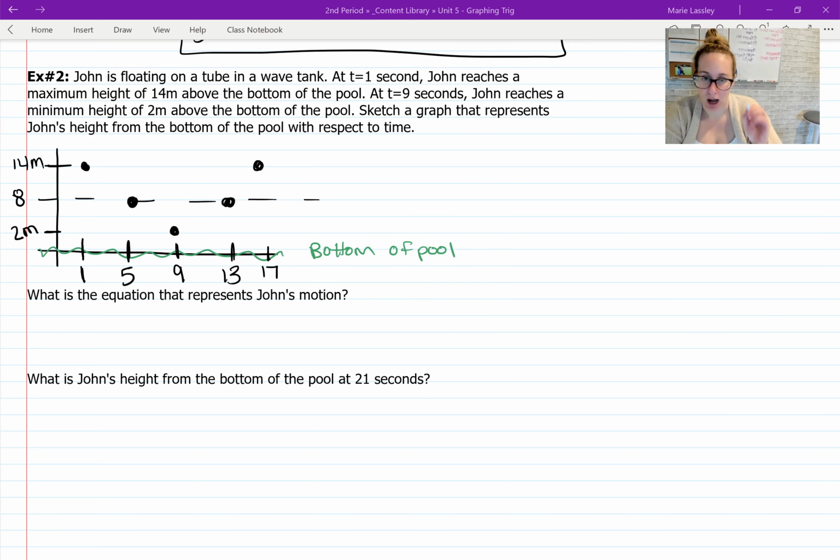But 1 plus 4 does give me 5. 5 plus 4 gives me 9. 9 plus 4 is 13. 13 plus 4 is 17. So that does work out. That is correct. So I have my points spaced nice and evenly apart. So those are my x-axis values.